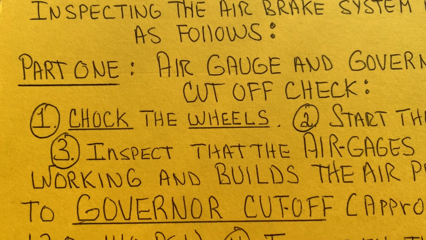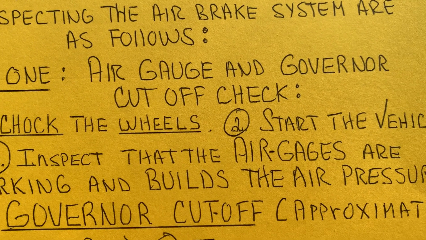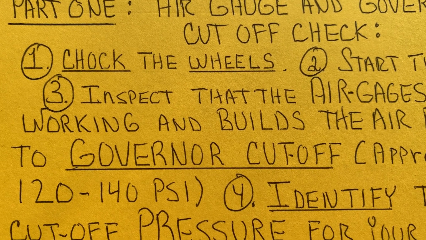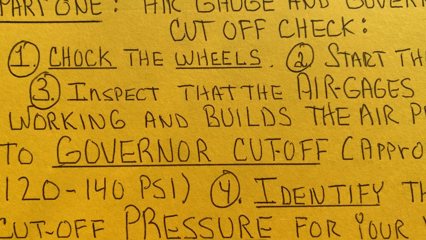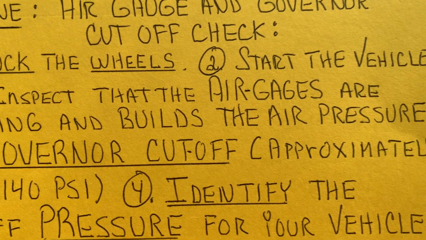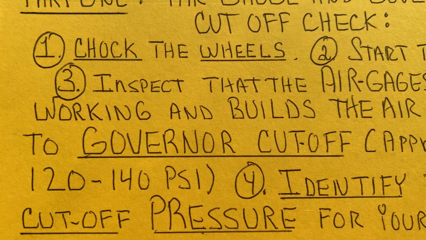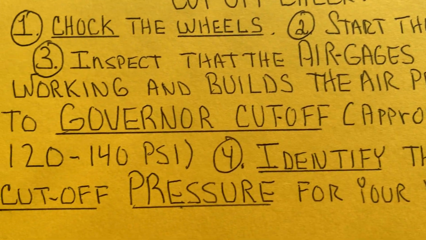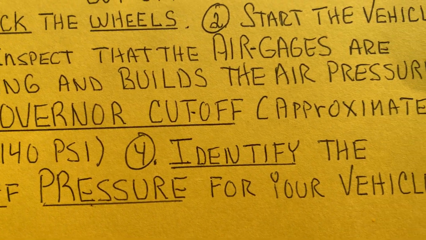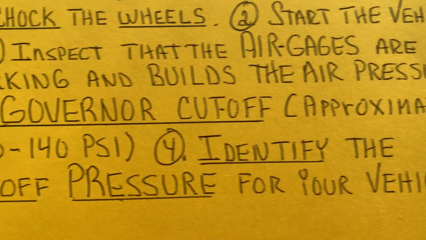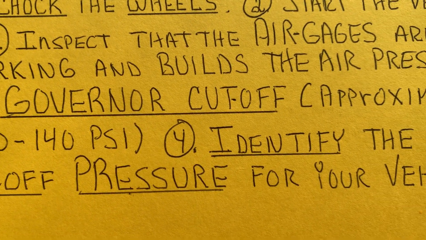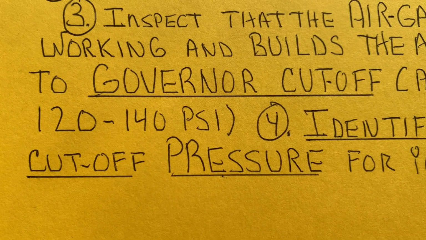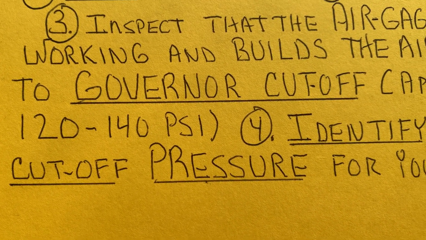Part 1, air brake and governor cutoff check. You make sure your wheels are chocked appropriately to prevent vehicle movement. You start the vehicle. Inspect that the air gauges are working and build up the air pressure to the governor cutoff. You'll hear a little hiss. It's about 120 to 140 PSI.